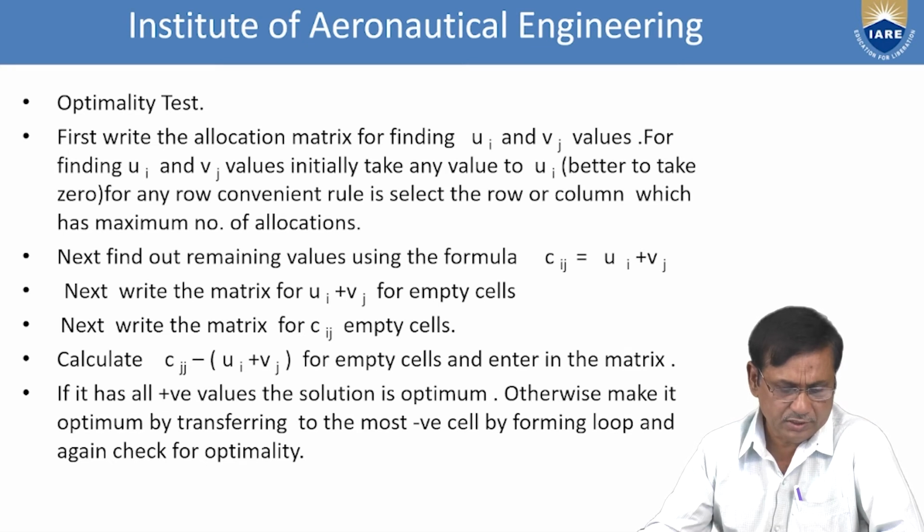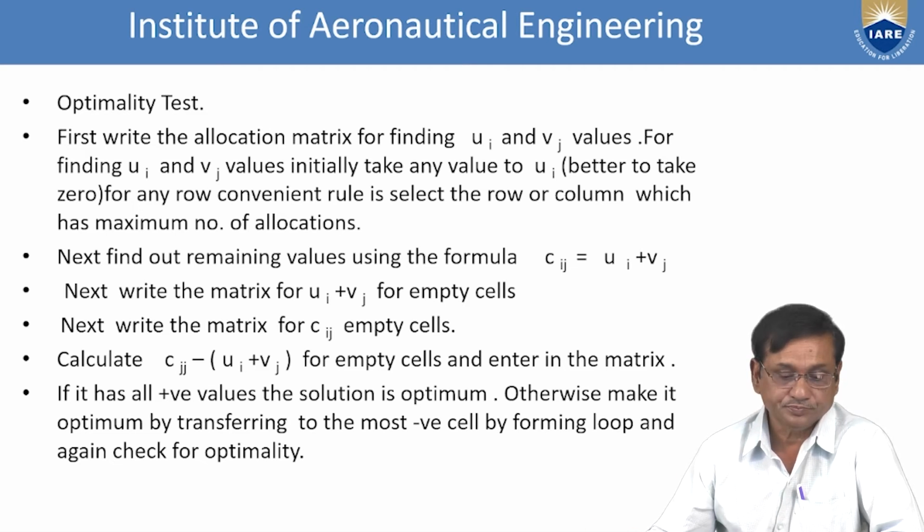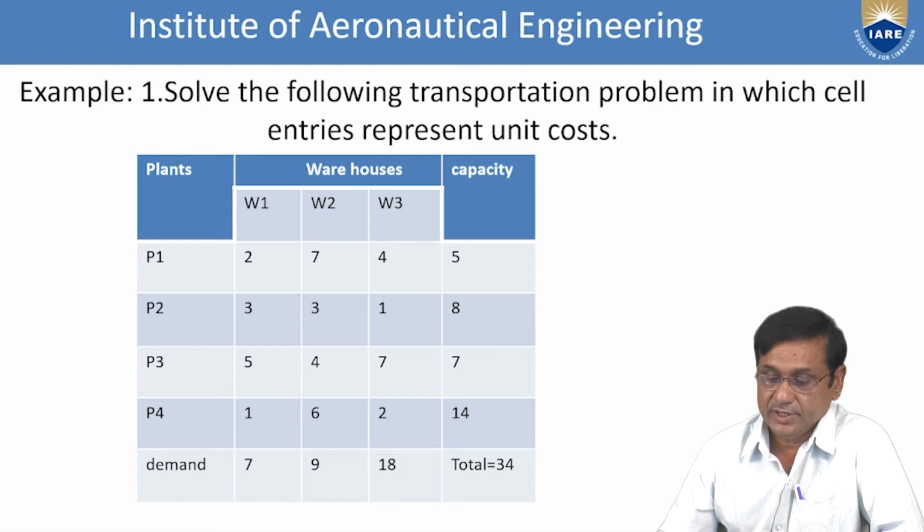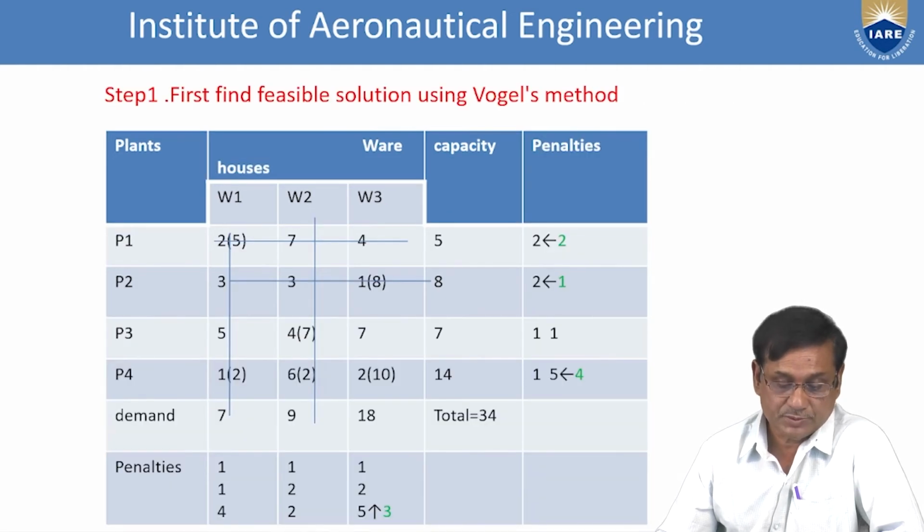If all the values of Cij minus (Ui plus Vj) are positive, then the solution is optimum. Otherwise, make it optimum by transferring the units to the most negative cell by forming loop and again check up for optimality. Now, solve the following transportation problem in which cell entries represent unit costs. So, the problem is given. Now, first find out the initial feasible solution by any method. Better to find out the Vogel's approximation method.